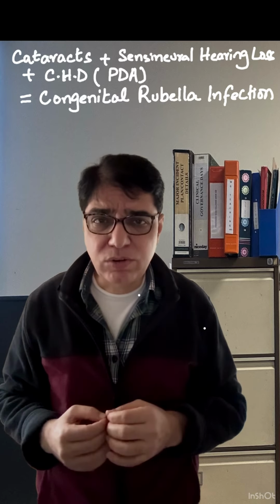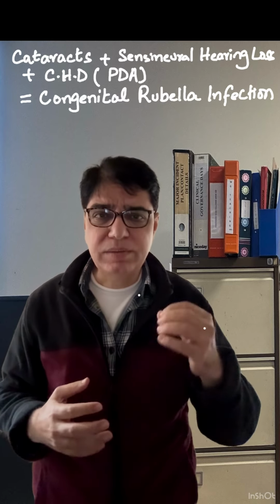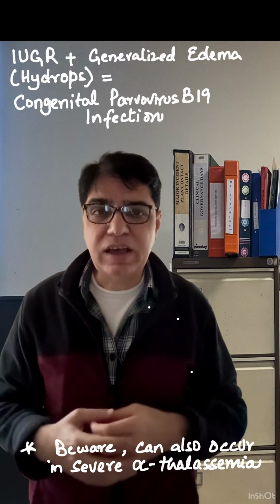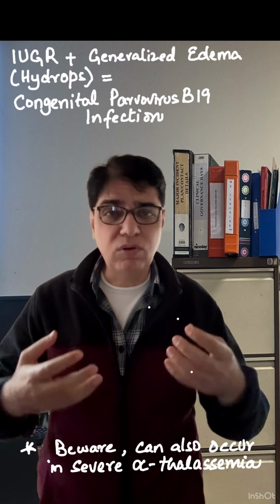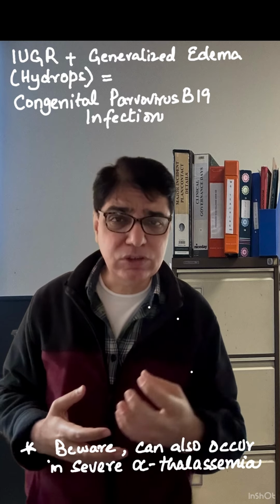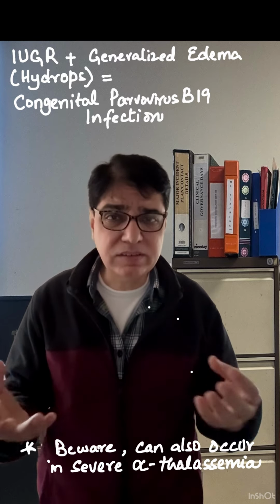If the neonate has got cataracts, bilateral hearing loss, congenital heart defects like PDA, then this neonate has got congenital rubella syndrome. If the baby is tiny, has got intrauterine growth retardation, has generalized edema, which is also called fetal hydrops, then think of congenital parvovirus B19 infection, though this can also occur in severe thalassemia.